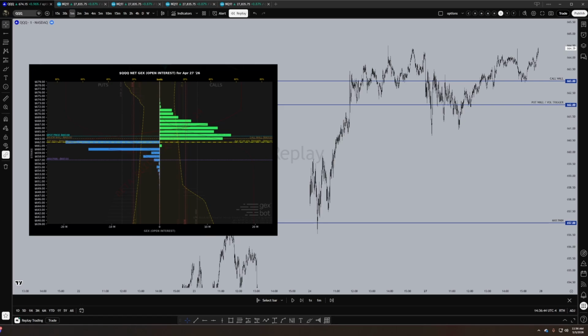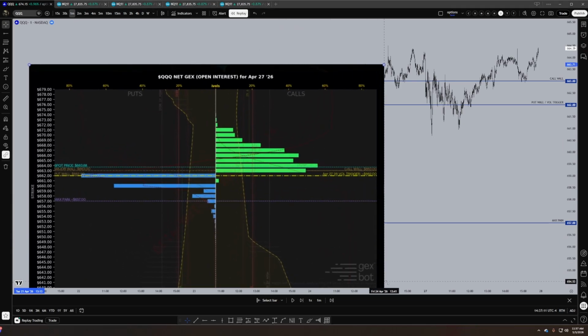So now that we have seen the GEX defined here, let's actually break down what I'm going to be looking for and how I actually read this chart. So spot price, very simple. That's just the current price of the underlying asset, where QQQ is currently trading at. So that right now is going to be 663. I'll make this a little bit bigger for you guys.